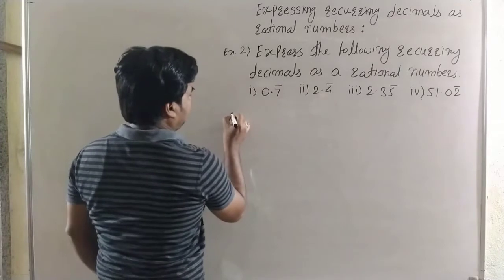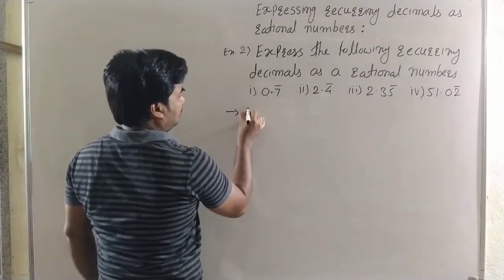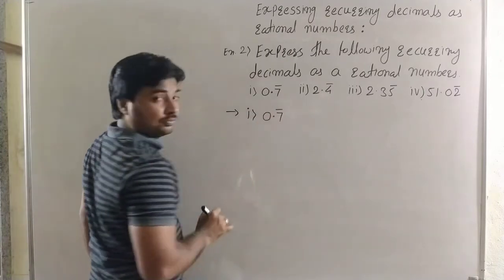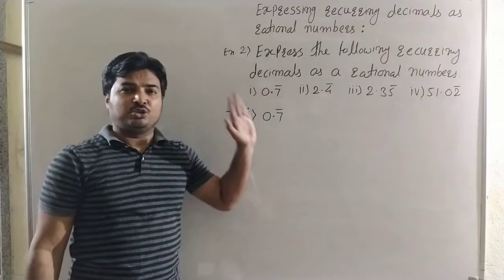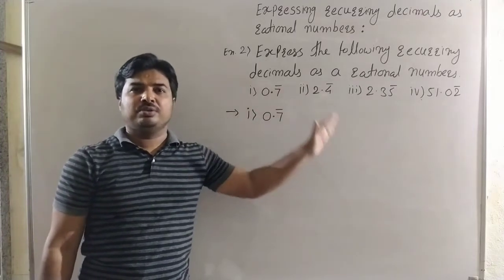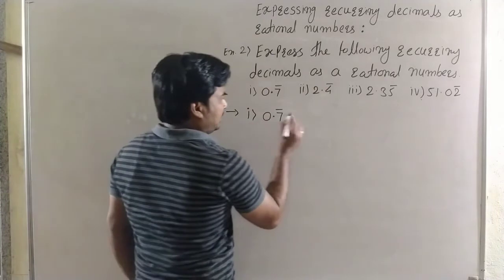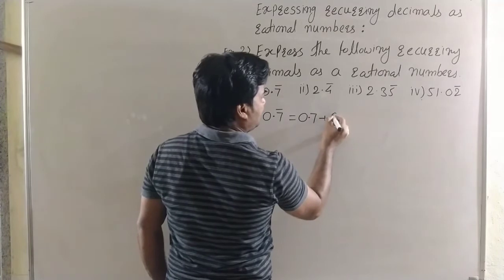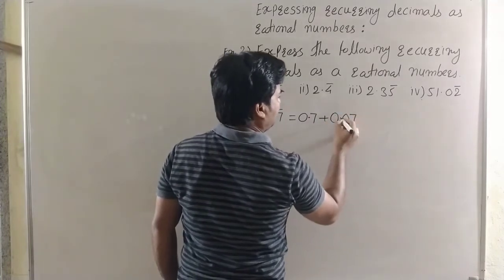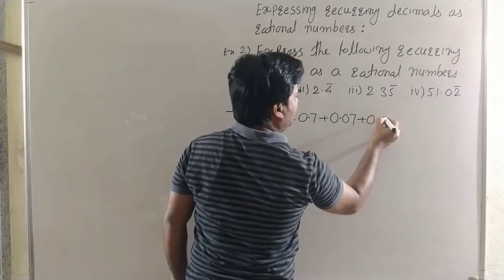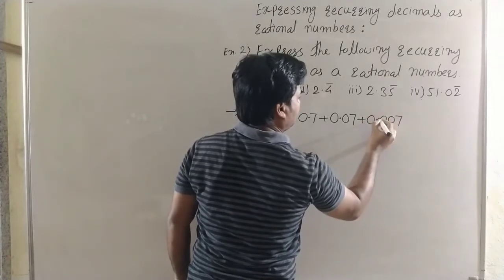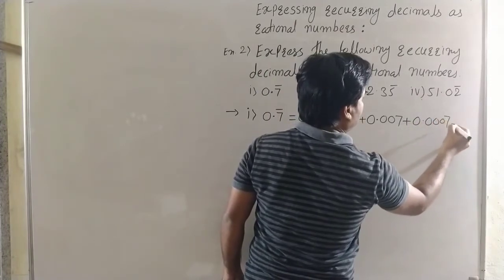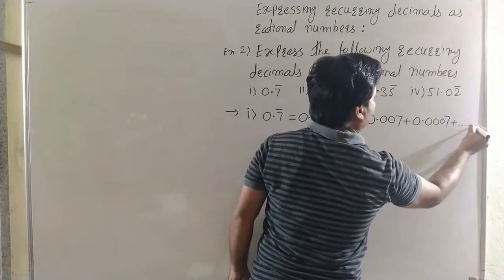Now here we take the first example. Here given that it is 0.7 bar. Okay, 0.7 bar means 0.7777777 up to infinite times. Then this can be written in the form of 0.7 plus 0.07 plus 0.007 plus 0.0007 and so on up to infinite.